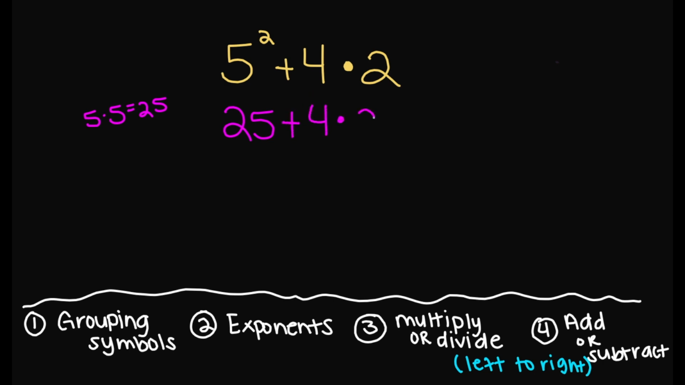So now I have addition and multiplication. So out of the two operations, which one is going to come first? I first need to multiply before I add. So we have 25 plus my 4 times 2. This is going to equal 8. Now that I multiplied, now I'm going to add 25 plus 8. This is going to equal 33, and this is your final answer here.